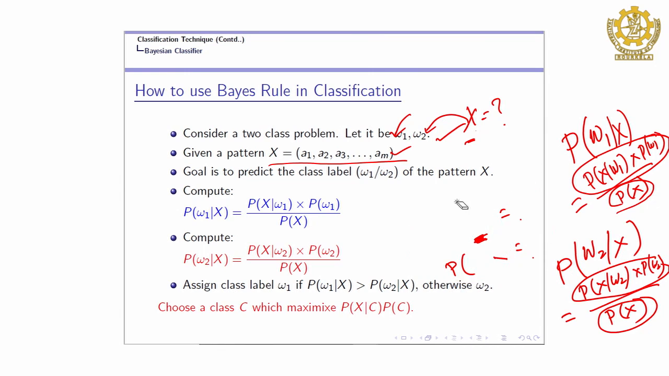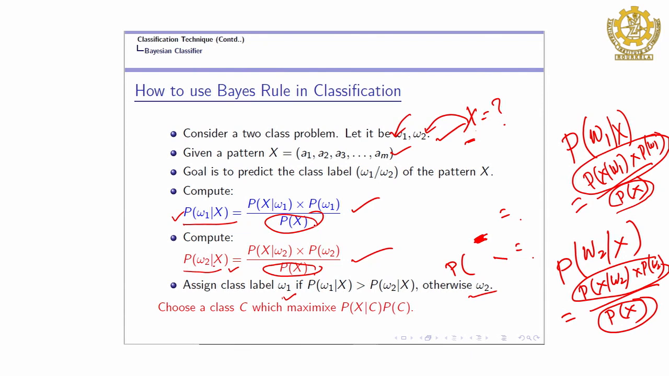So, here we go. Let us say this is the given pattern for which we want to identify the class level. As we learned earlier, you should know the object for which you need to know the class level; you know everything except the class level. So, the goal is to predict the class level of the pattern or object X. Then you compute the probability of W1 given X. This is the formula, and you compute the probability of W2 given X, and this is the formula here, and as I said, the denominator is no need to compute. So, assign the class level W1 if this value is greater than this value, otherwise W2.